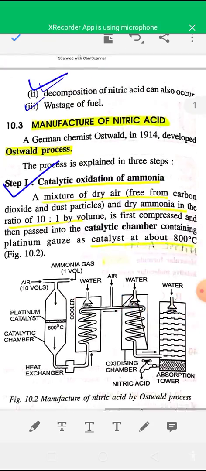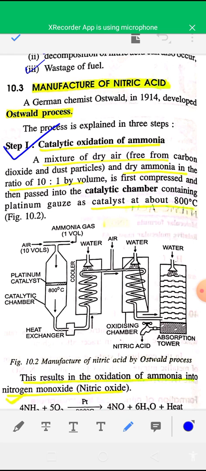Now see industrial preparation of nitric acid, that is manufacture of nitric acid. The process is the Ostwald process. It is a 3-step process. The Ostwald process of preparation of nitric acid in industry. The first step is known as catalytic oxidation of ammonia in the catalytic chamber.